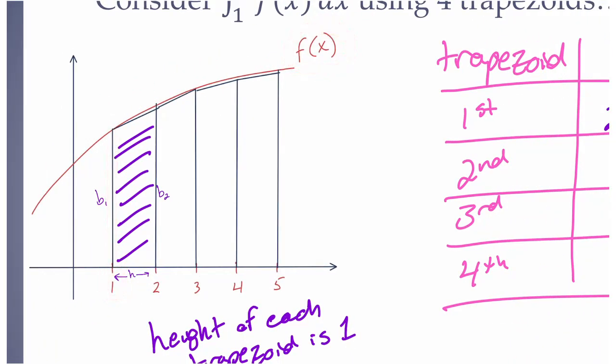So remember, this point right here would be the point (1, f of 1). And then similarly, this point right here, which represents this vertical distance, would have coordinates (2, f of 2). And then this coordinate right here would be (3, f of 3). And this one would be (4, f of 4), and so on.